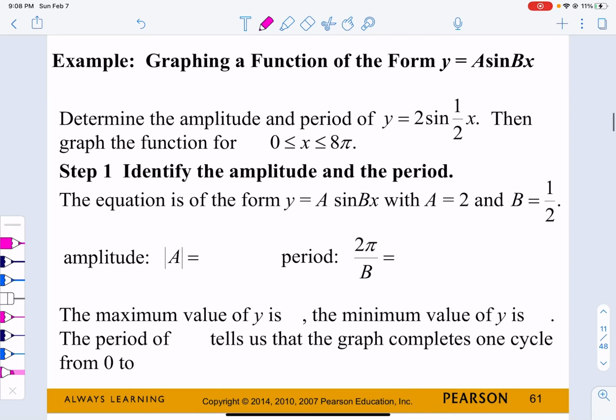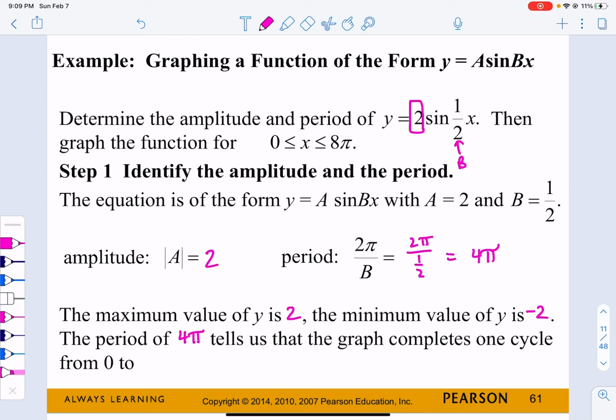If we have y is equal to 2 sine of 1/2 x, to identify the amplitude, it's going to be that number in the front. So we take the absolute value of that a value, so the absolute value of 2 is 2. The period is 2 pi divided by b. Now this 1/2 is our b value. So if we take 2 pi and divide that by 1/2, that's going to give us 4 pi. So the maximum value of y is going to be 2, and the minimum value is going to be -2, because that's how high and how low it's going to go. And then the period is going to be stretched out to 4 pi.